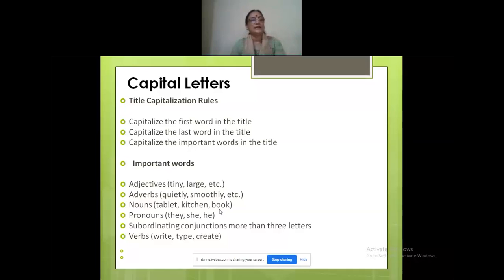And all the important words, if you're talking about, they are the adjectives, the adverbs, the nouns, pronouns, subordinating conjunctions, and verbs. Anybody wants to ask anything with reference to important words, कि important words क्या होते हैं? तो adjectives होते हैं जो कि संज्ञा को और डिस्क्राइब करते हैं, विशेषता बताते हैं. एडवर्ब्स वो होंगे जो कि क्रिया की विशेषता बताएंगे.